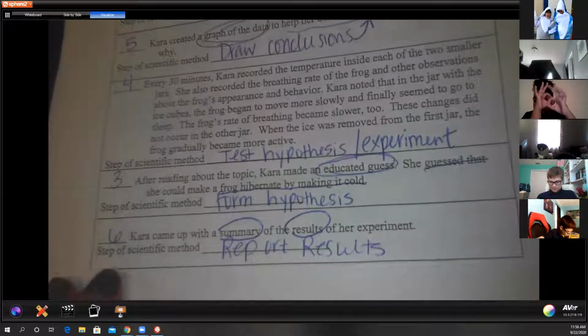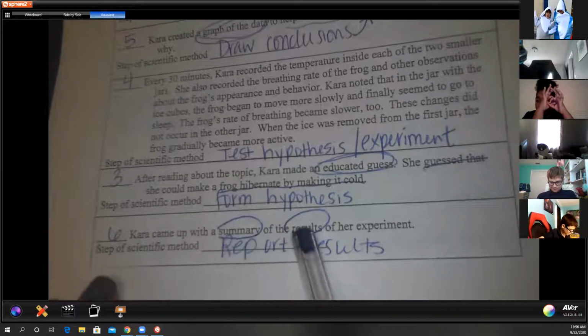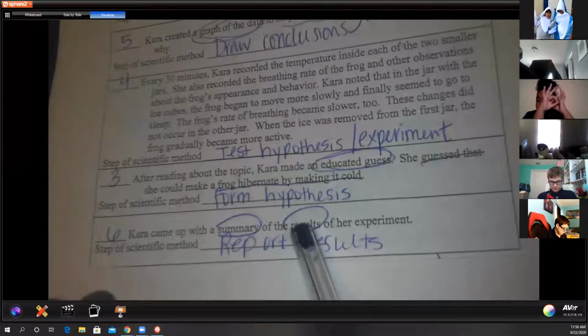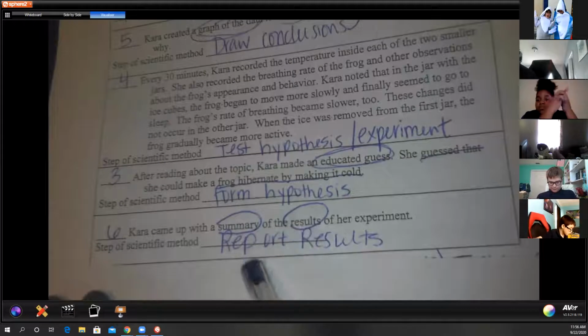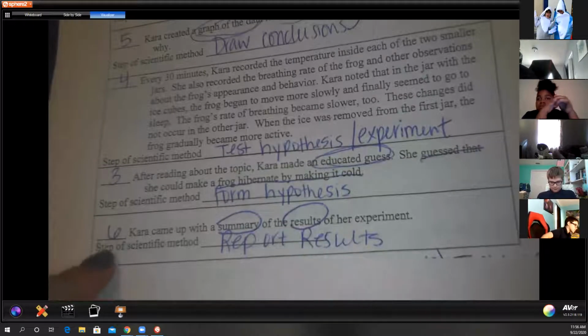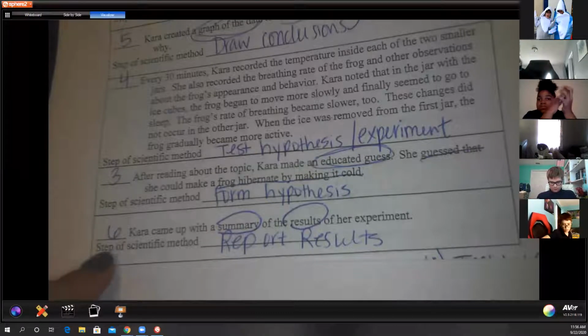Last but not least, she came up with a summary of the results. See, I'm circling keywords that are going to give me the answers. That's reporting results, and that's step 6 of the scientific method. Is there anybody that needs me to repeat any of them? Okay. I will give you a copy of mine, okay, because you were absent.